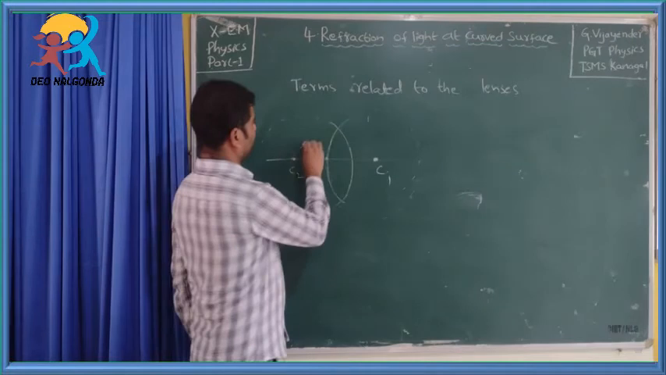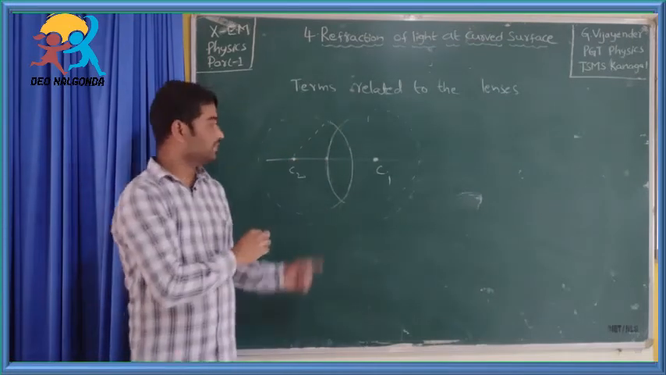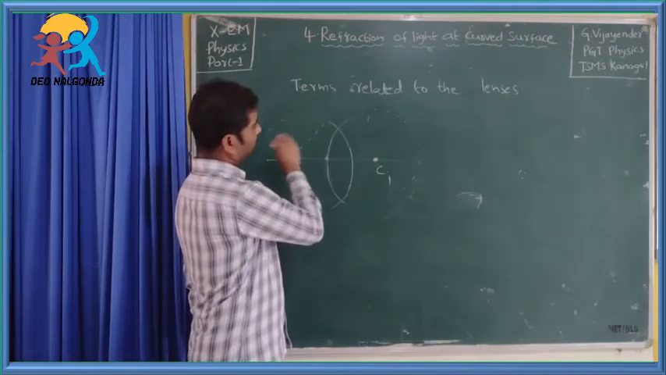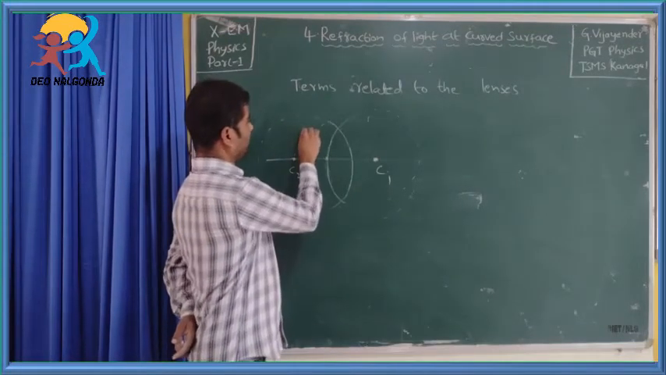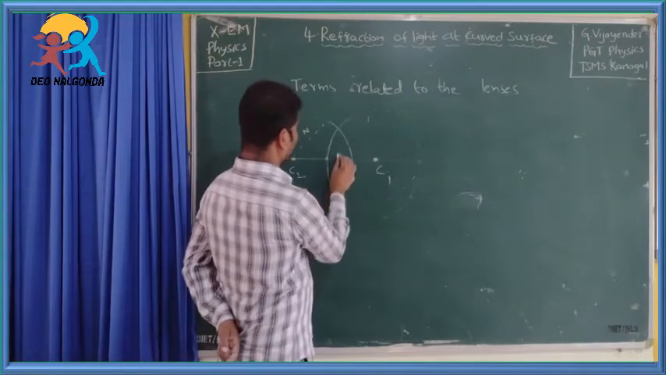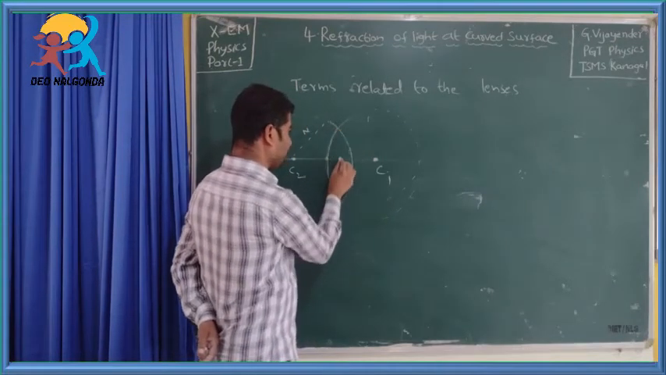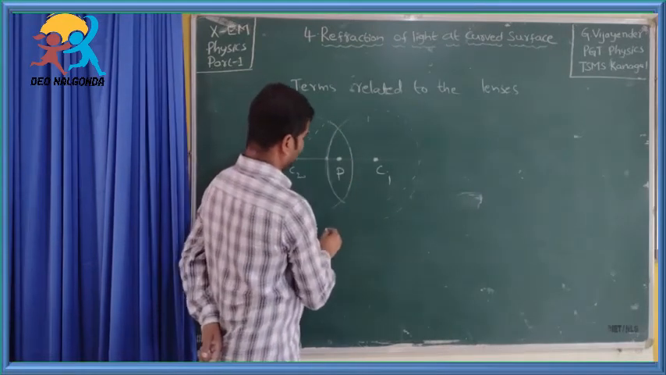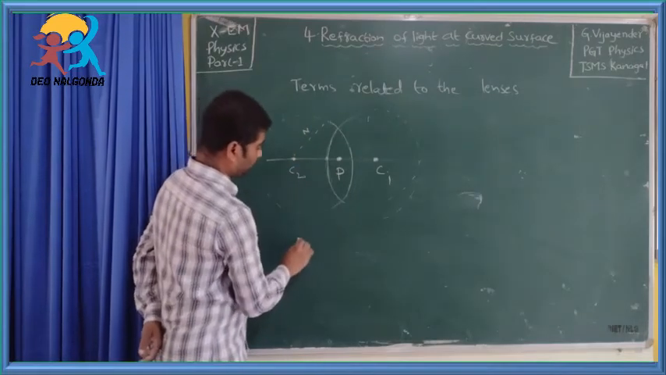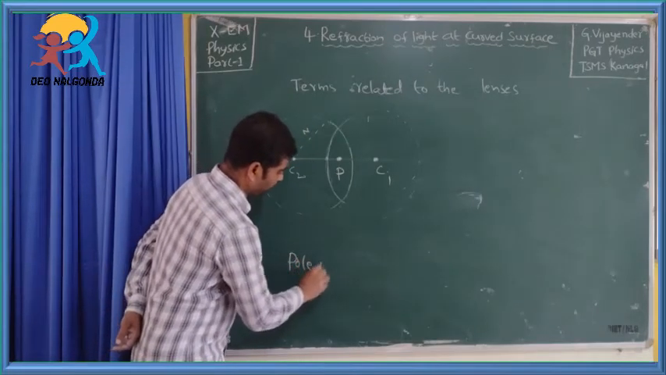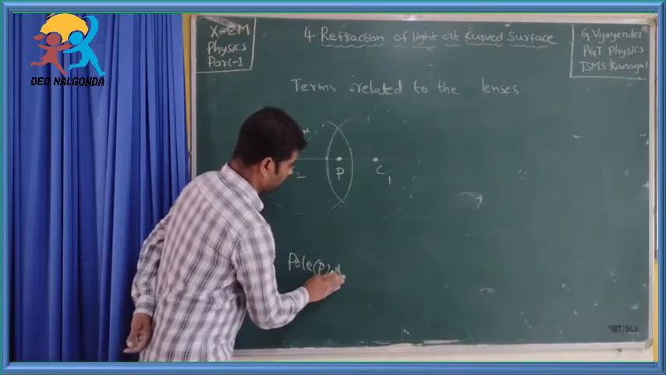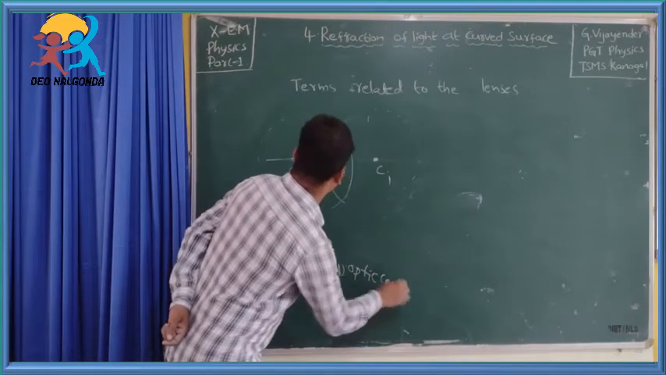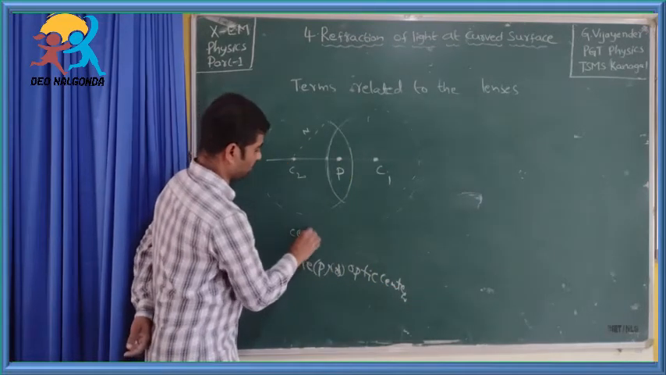And we can draw the normal, that is the line drawn from the center to any point on this curved surface of the sphere, called the normal. And this point, the geometrical midpoint of the lens, is called the pole, or optic center, P. This is the center of curvature.